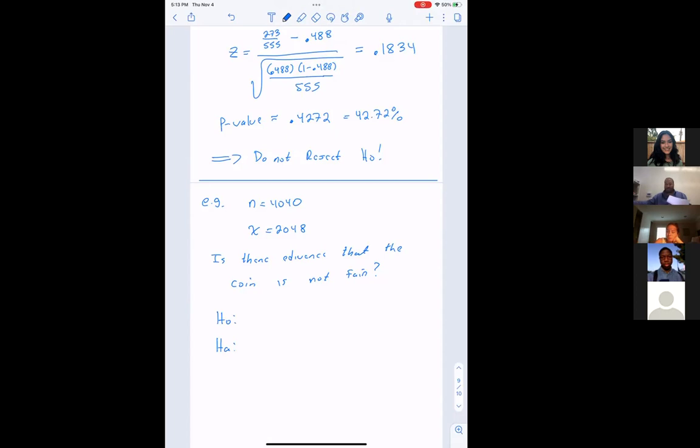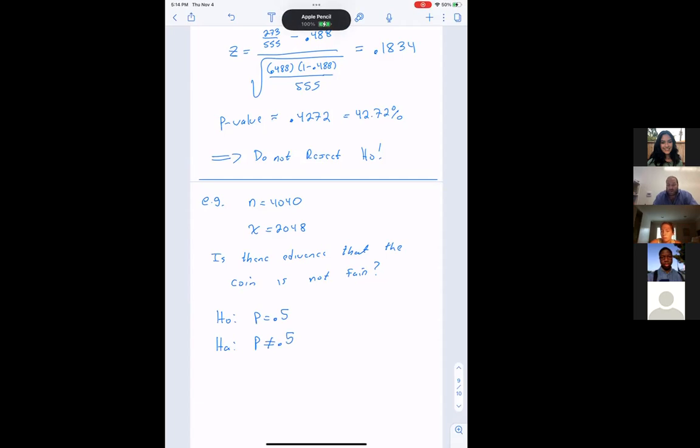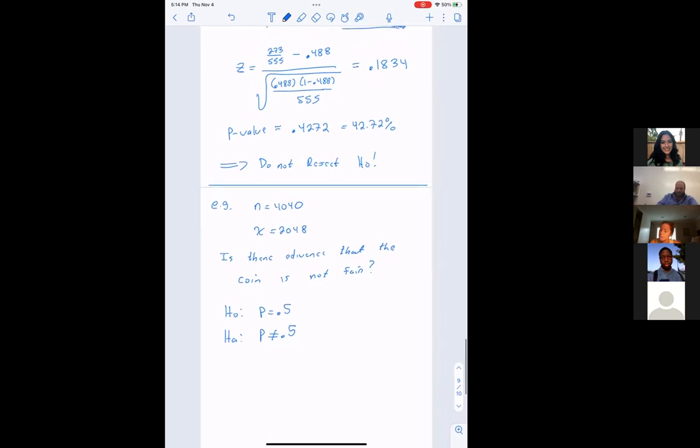So what is a good hypothesis test for this problem? Luis on fire. P equals 0.5, P not equal to 0.5. If it's fair, we're testing to see if it's not fair. The status quo is that it's fair, and if it's fair, the proportion of heads should be 50%, 0.5. If it's not fair, we're not specifying which direction, up or down, it's just not 0.5. So Leanne, now that we see the null and alternative hypotheses, which choice are we going to use on the calculator?